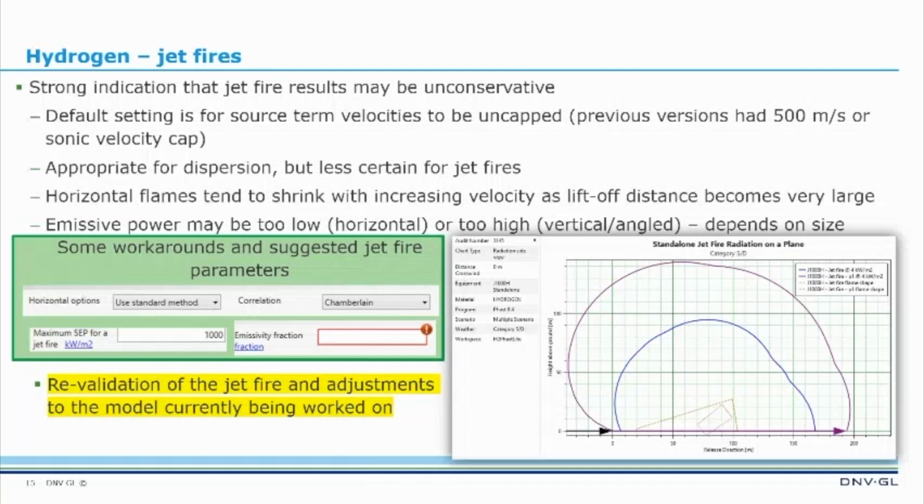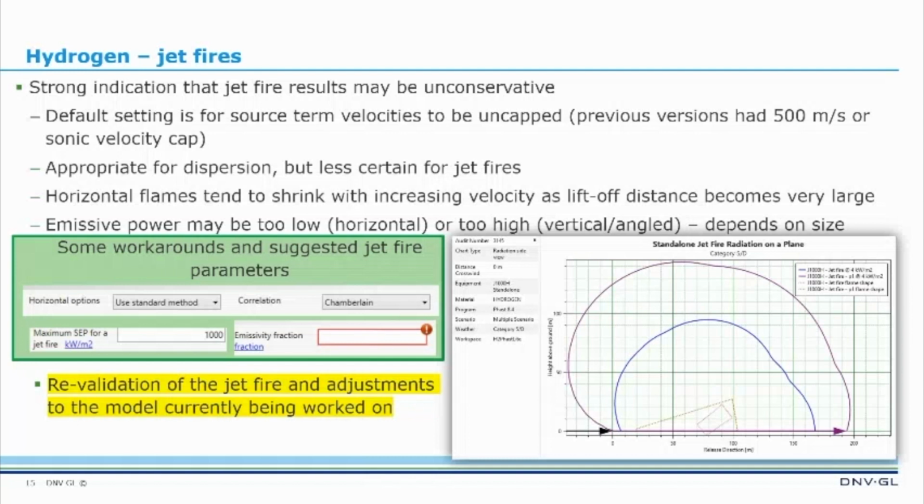So what can you do about that at the moment? We are investigating this and looking at various options. I'll say a bit more about that on the following slide. Well, you can switch to the Chamberlain method, and that's available in the parameters. You can do that at a model level. You can also do it at a global parameter level. And that then gives you a much larger flame and addresses one of the weaknesses. It addresses another weakness as well, and that relates to the emissive fraction, and I'll talk more about that on the next slide.